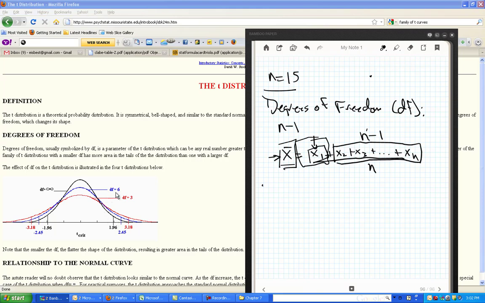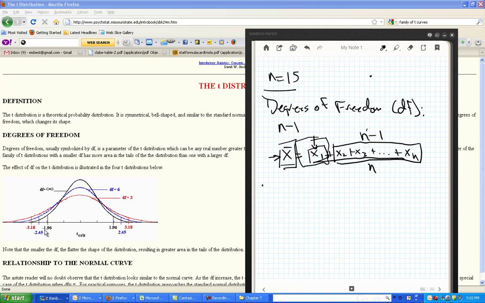However, look at what happens as my degrees of freedom decrease. When degrees of freedom are 6, look at this curve. It flattens out the normal curve. It's as though somebody stands on the top of it and pushes it down. The reason that it does that is it pushes out these tails a little bit further because we're not as confident that it's a perfectly normal curve.